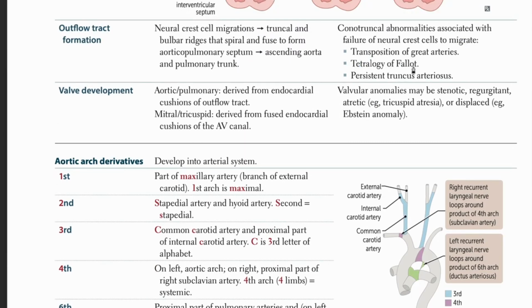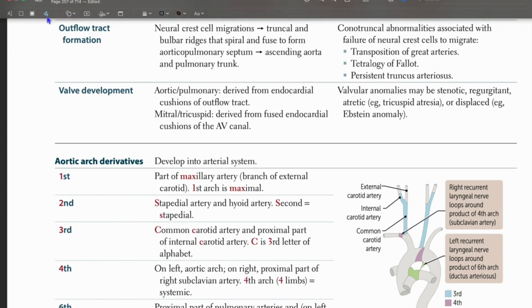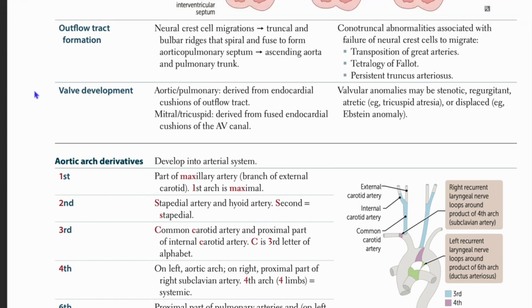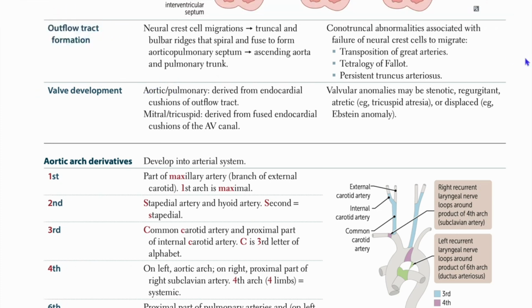Tetralogy of Fallot is a tetrad of four things. We'll do that as well. Persistent truncus arteriosus, we'll do that as well. Okay. So these are just the outflow formation abnormalities. Okay, these three at least.